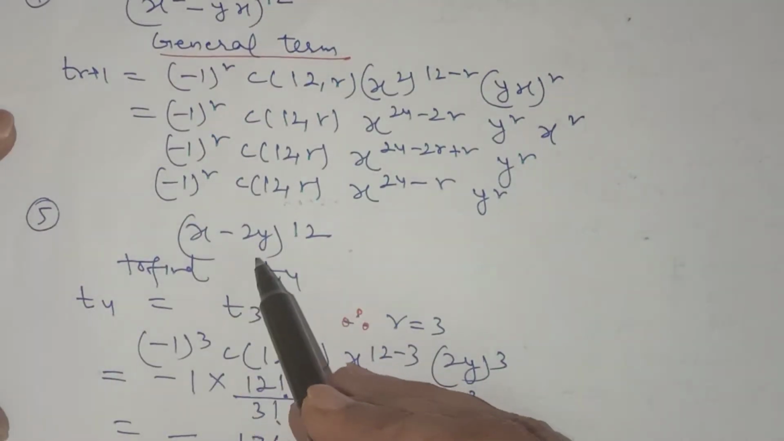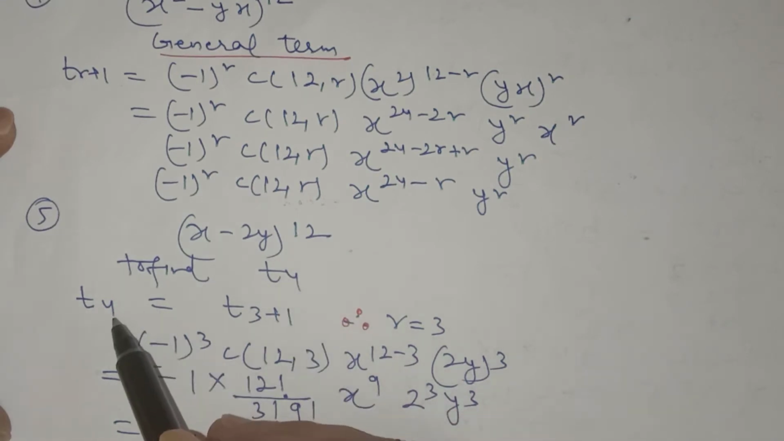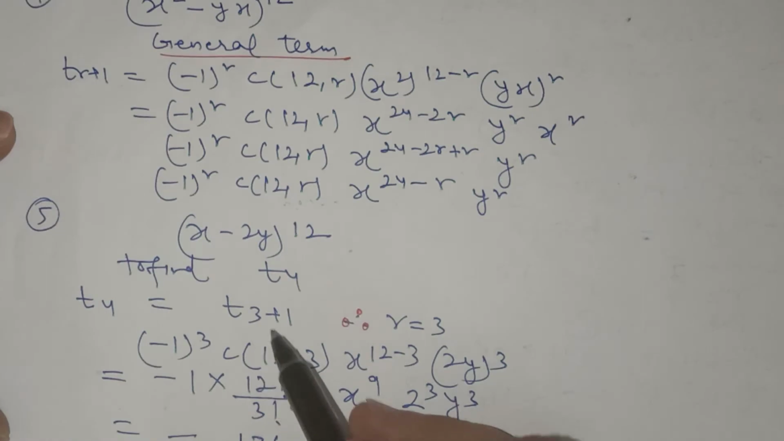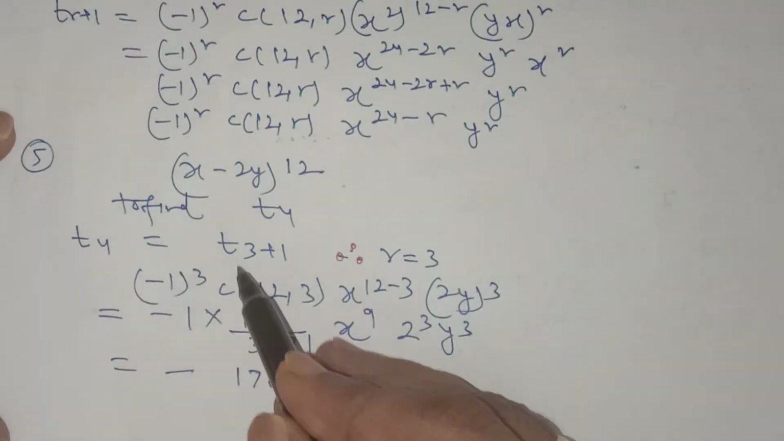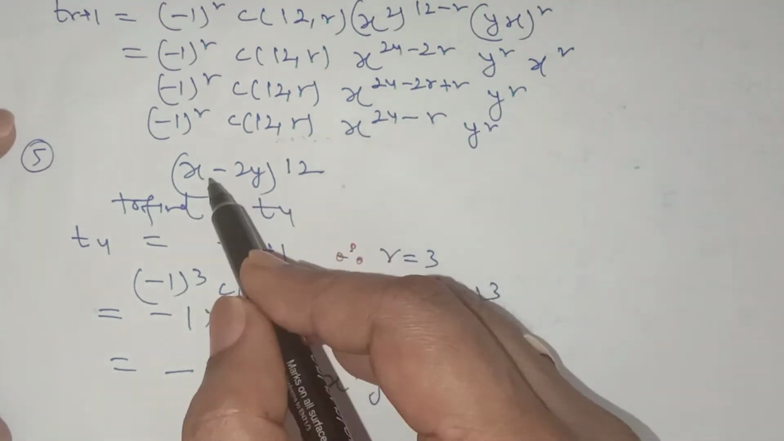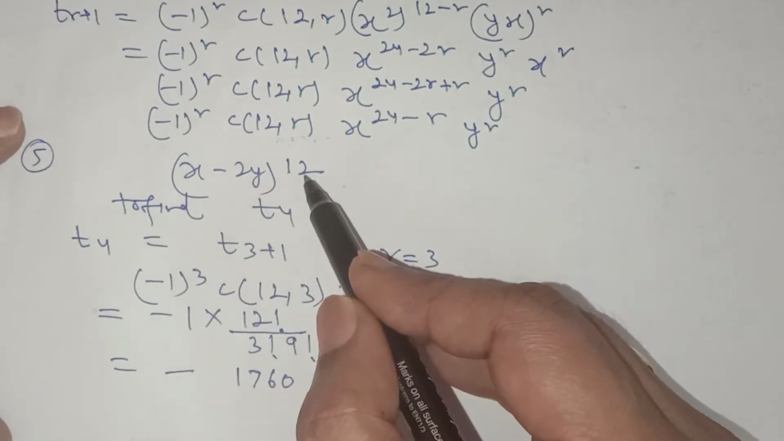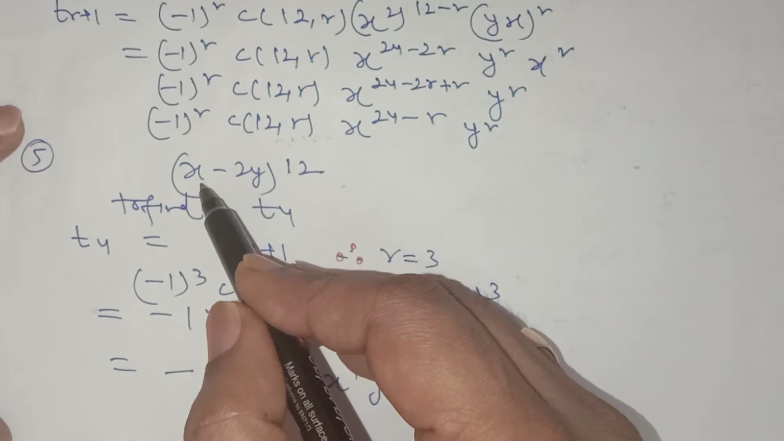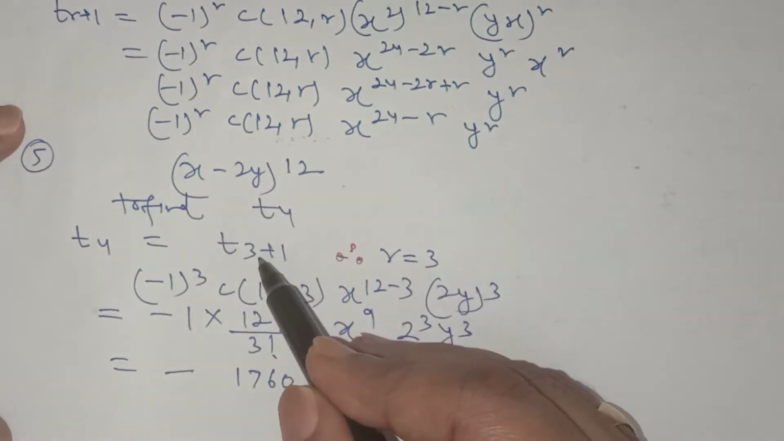Now in (x - 2y)^12, we have to find the fourth term. When you have to find the fourth term, you always write it in the form of r plus 1, that is general term r plus 1. So for 4 you can write 3 plus 1, therefore the value of r will be equal to 3. Now we know the value of n, x and y. Here in place of n we have 12, in place of x it is x itself, in place of y we have 2y, in place of r we have 3.